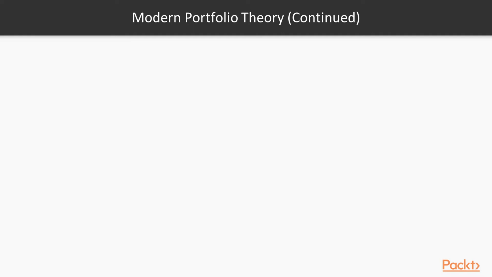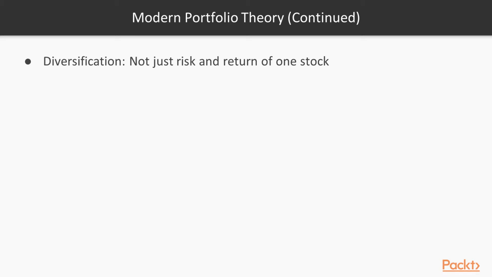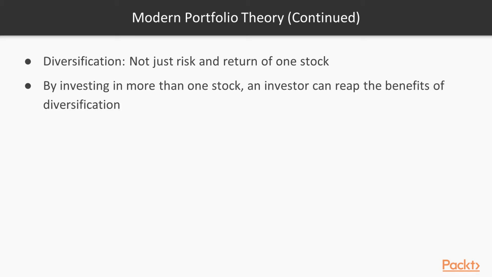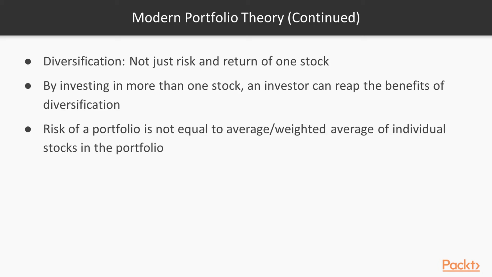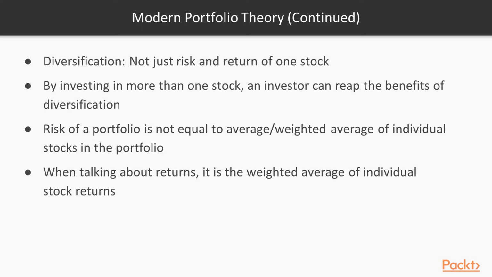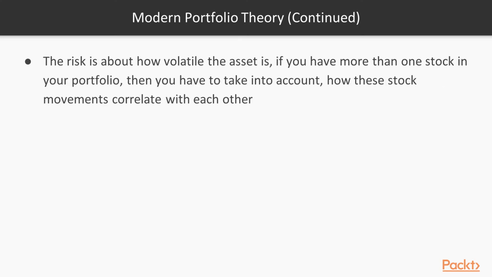Now let's talk a little bit more about other things like diversification. We are not just seeing the risk and return of one stock, but the risk and return of the portfolio as a whole. The risk of a portfolio is not equal to the weighted average of the risk of individual stocks in the portfolio, whereas the return is the weighted average of individual stock returns. Then how is risk defined? The risk is about how volatile the asset is.